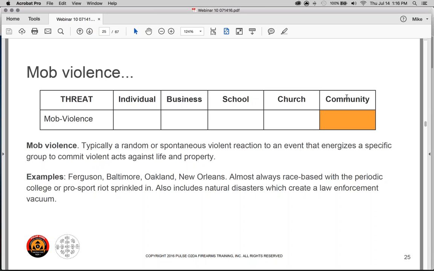The primary target of mob violence is the community. Once again, individuals, businesses, schools, and churches feel the wrath of mob violence, but the primary target will generally be the community itself.